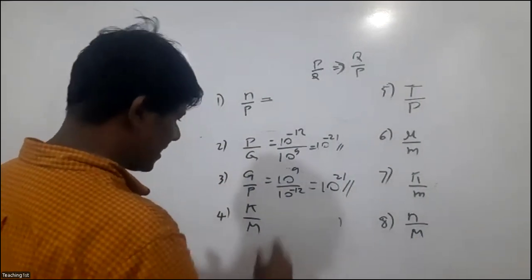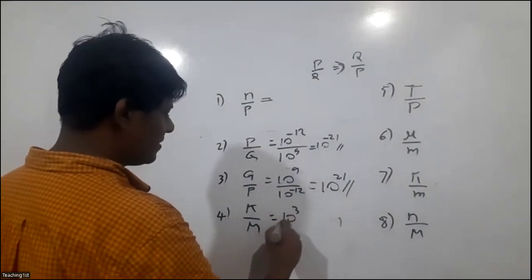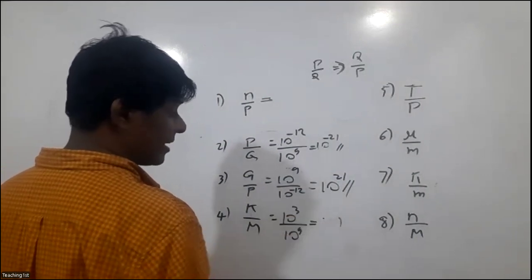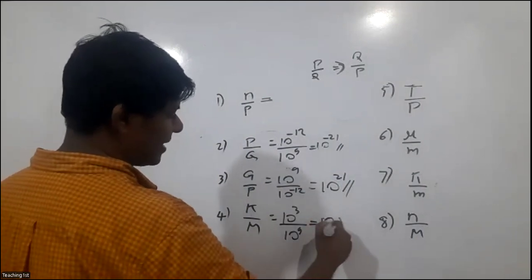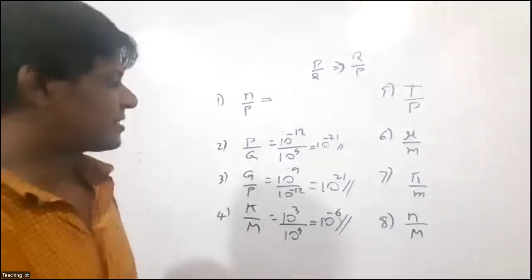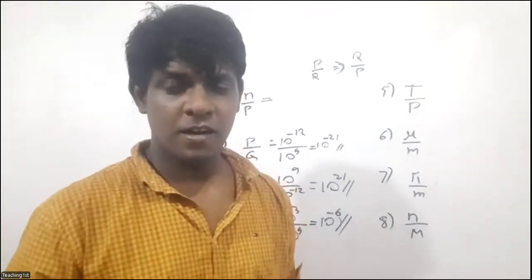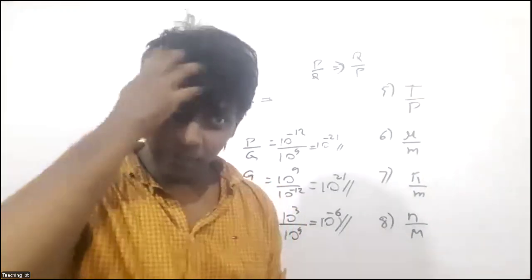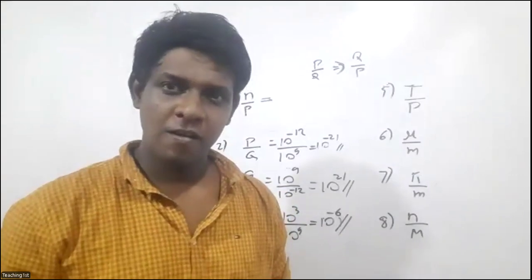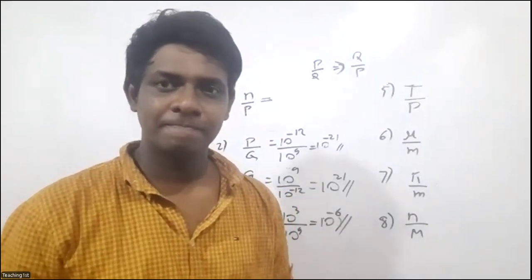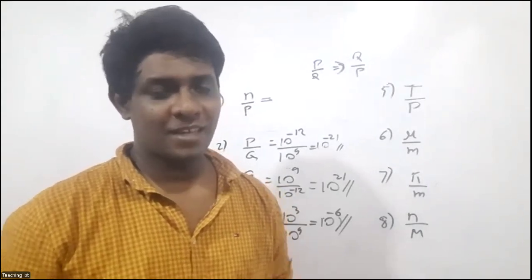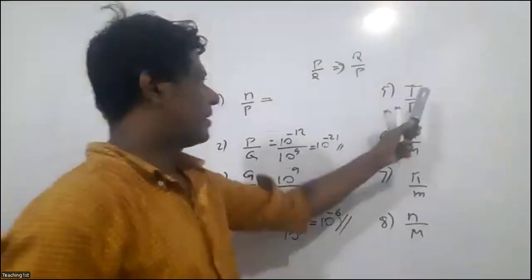Now kilo over mega, 10 to the power 3 divided by 10 to the power 9. So the answer is 3 minus 9, minus 6. Did you get all these answers correctly? Very good. Now the next one.